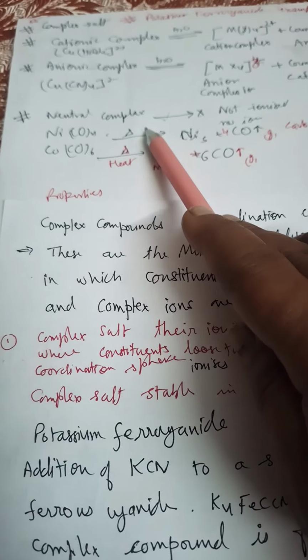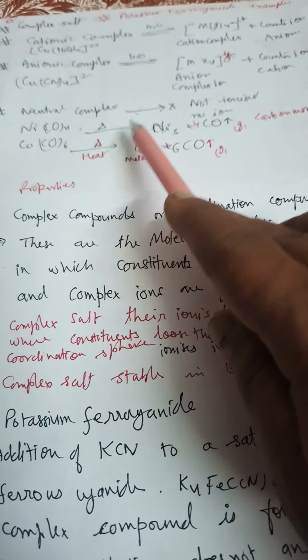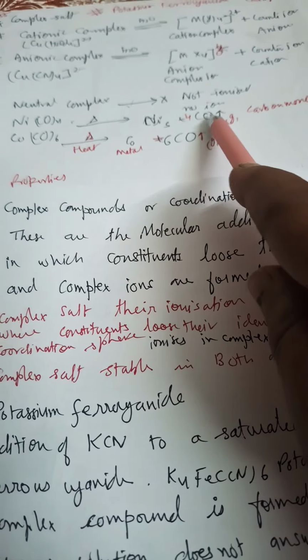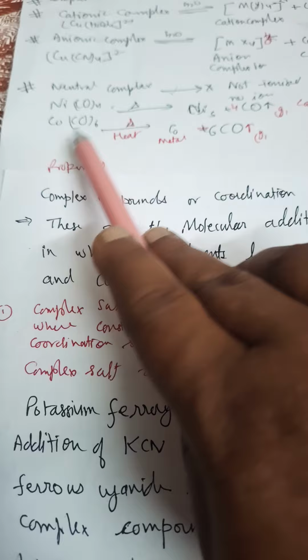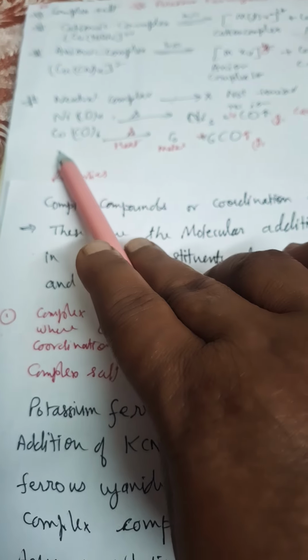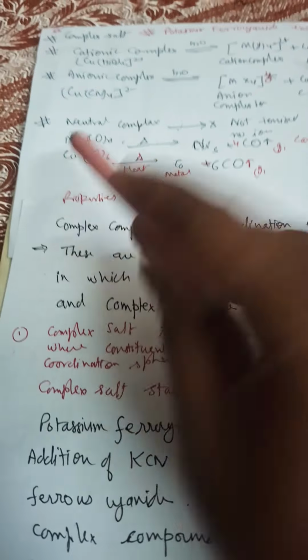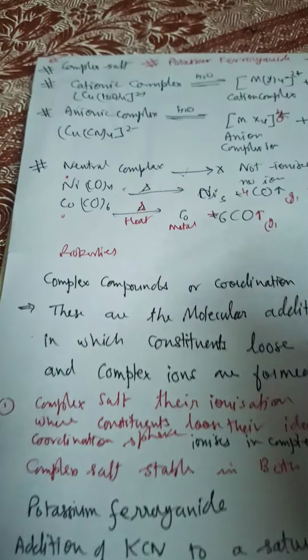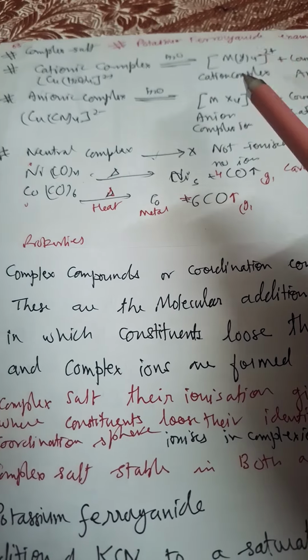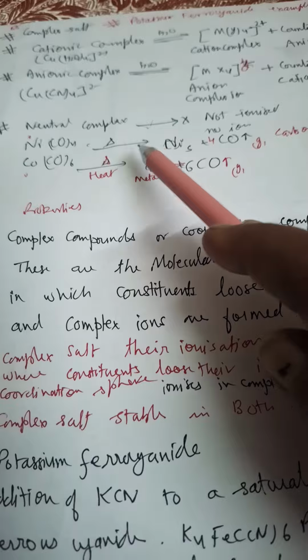And some neutral complexes are also known, which on heating give nickel metal and carbon monoxide is cleaved. Here carbon monoxide escapes out. Cobalt hexacarbonyl cobalt, okay, oxidation state of cobalt is 0 here, nickel oxidation state is 0. So in this way we see that in complex salt we can get three different types of salts.